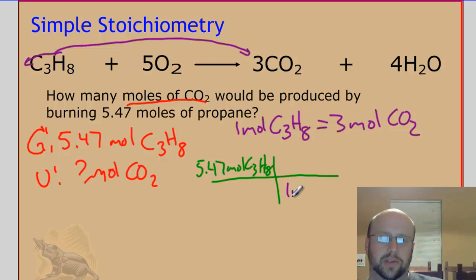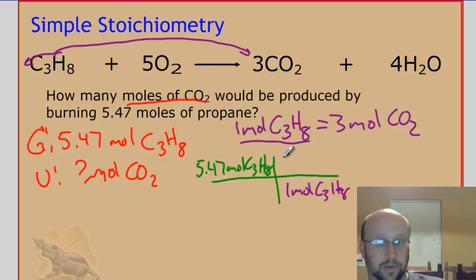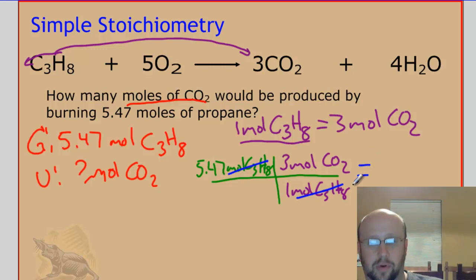So I want to cancel moles of propane, so I'm going to put 1 mole on the bottom. Now, I'm not just pulling 1 mole out of the air. That comes from right here. If that was 2 moles, I would have put 2 moles on the bottom. And then on the top, I put 3 moles of CO2. That's what I'm trying to get to. Cancel out what cancels, in this case moles, but not just moles, specifically moles of propane. So I know that my answer is going to be in moles of CO2, okay?